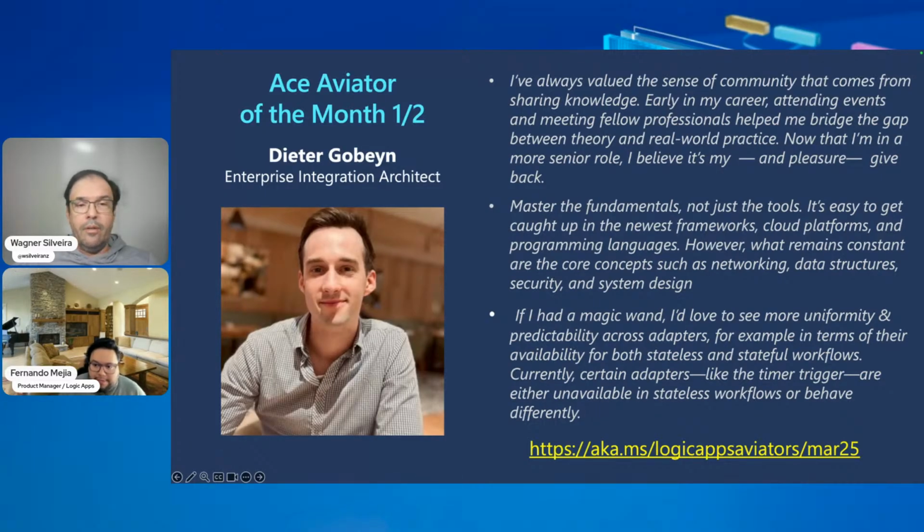And the third question was, if I had a magic wand, what would I change, especially in Logic Apps? He really talked about having more predictability and uniformity around the adapters, making sure that adapters work no matter what type of workflow you're using. That's something we're really interested in and cognizant of, so we're trying to do that as much as possible. In some cases, we know that it is impossible because of the structure of what some of those workflow types mean, but we're trying as much as possible to abide by that magic wand.